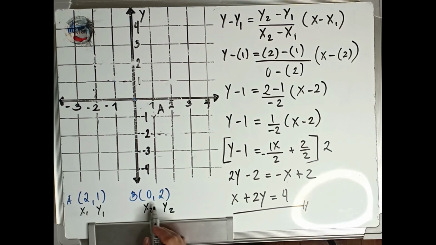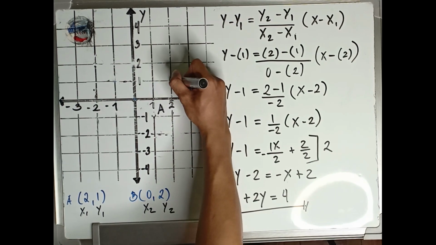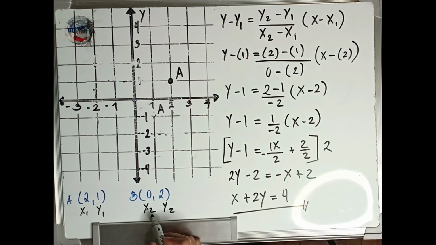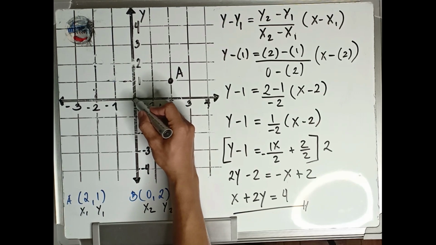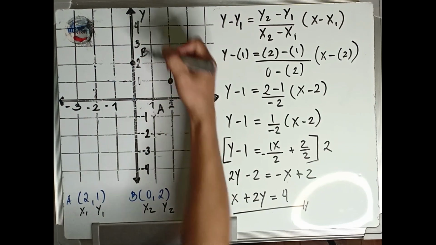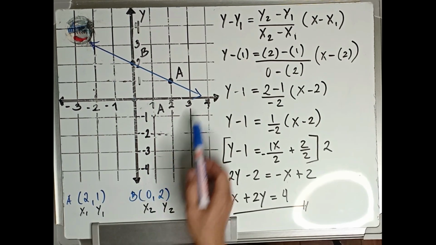Let us graph the 2 points. So, for point A, the ordered pair is 2 and 1. So, this is the value of x is 2 and the value of y is 1. So, this will be your point A. For point B, the value of x is 0. So, this is 0. Then the value of y is positive 2. So, this will be your point B. And now, we're going to connect the 2 points. So, the graph of these 2 points will be this.